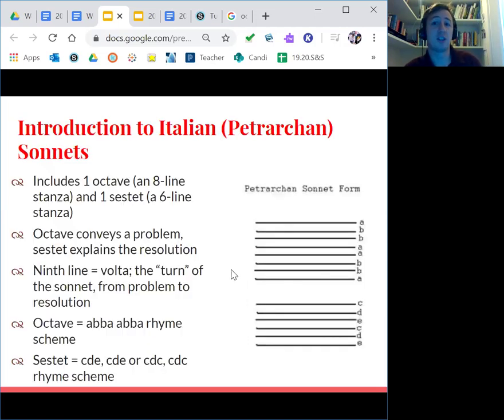So we're going to start here in Italy, because this is where the sonnet originated. While Giacomo da Lentini is credited with the invention of the sonnet, it was popularized by Petrarch. So they are often called the Italian or Petrarchan sonnet. It's a love poem, and it's a legacy that's lasted, these 14-line poems that are often about love.